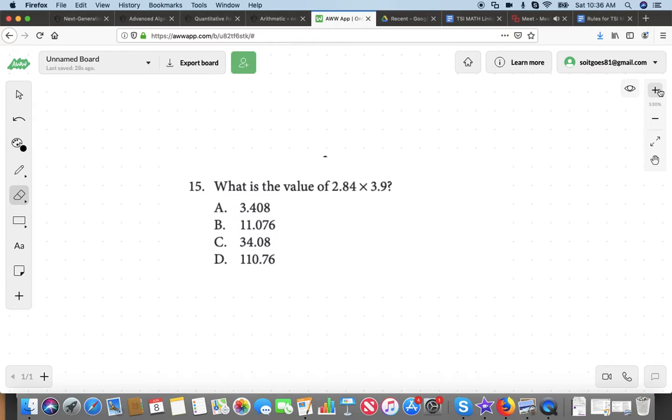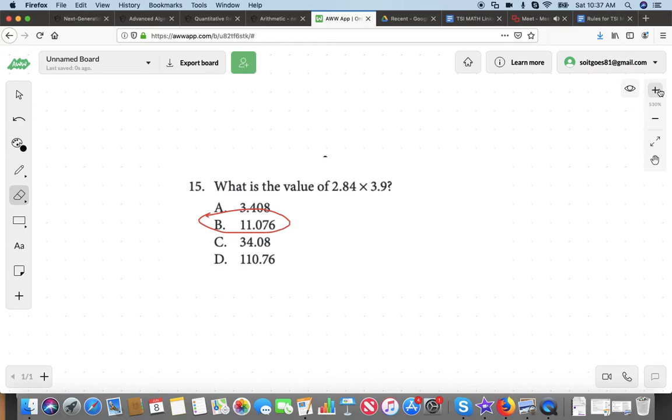Okay. What's 2.84 close to? 3. It's really close to 3. And what's 3.9 close to? Really close to 4. Right? You see where I'm going with this? What's 3 times 4? 12, so it's close to B. It is B. That's it.